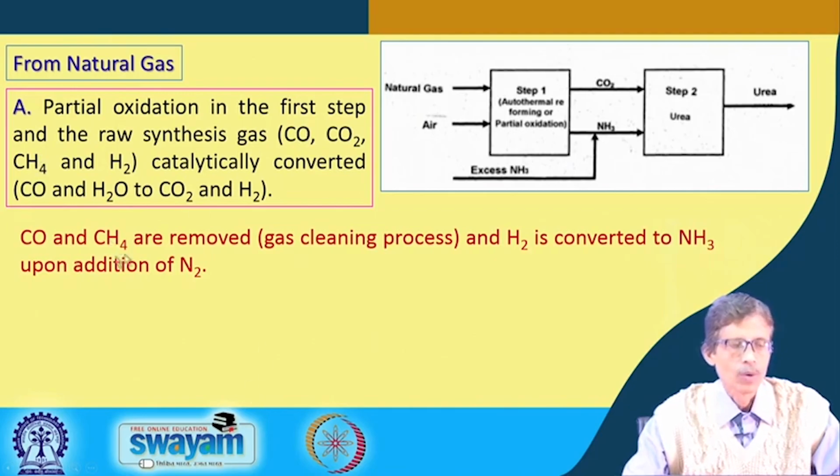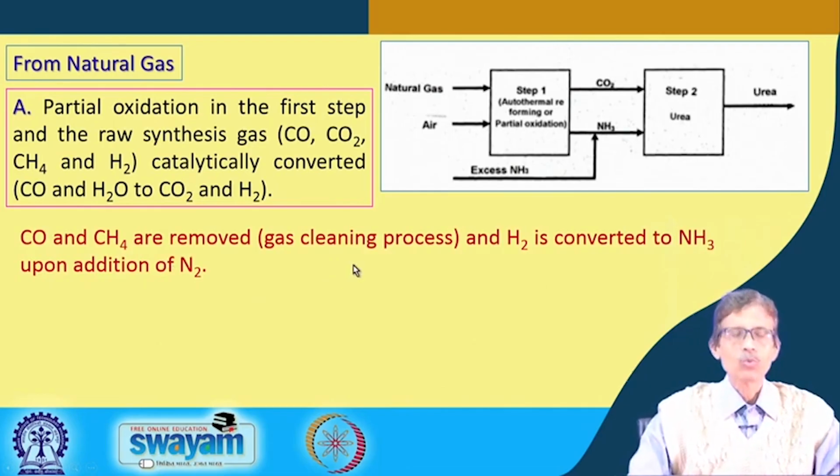So, already you have CO and CH4, which can be removed because we do not need these two for your urea production. So, we have a step now known as the gas cleaning process, or gas cleaning step. We are cleaning some part of the gas. Those gases, the carbon monoxide and methane, are driven away, and only hydrogen is taken care of.